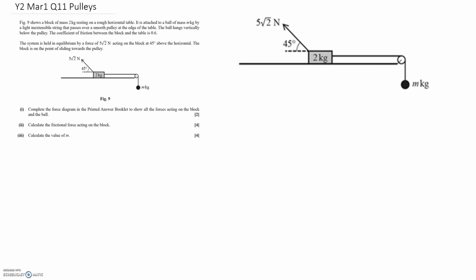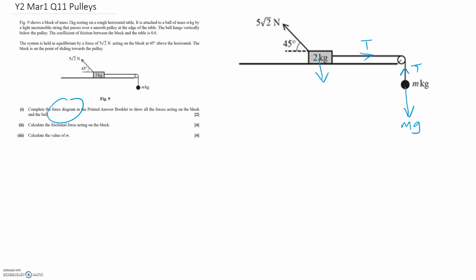Question 11 on pulleys then. We've got to complete the force diagram. So I've copied and pasted it over here to make it bigger. So looking at all the forces on the ball, first of all, we're going to have mg as the weight going down. There'll be the tension here. There'll also be a tension here. It says it's an inextensible string, so we know the two tensions are going to be equal.